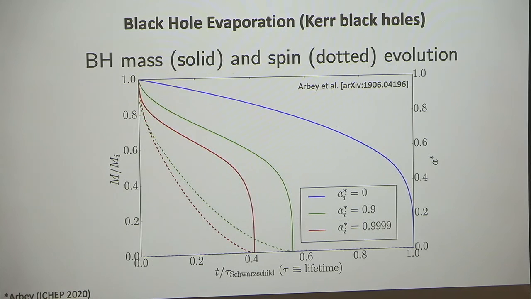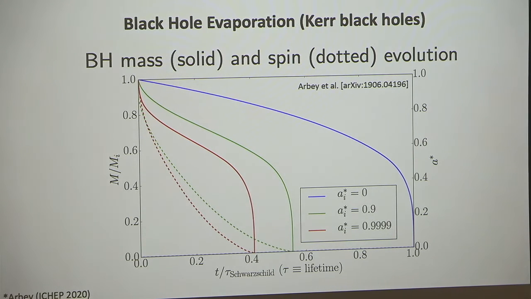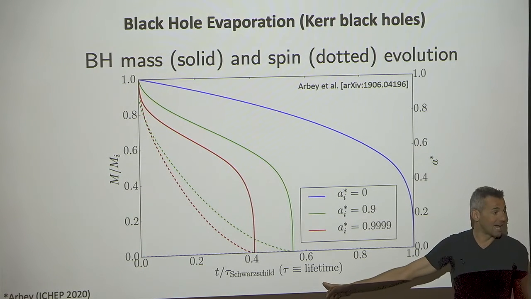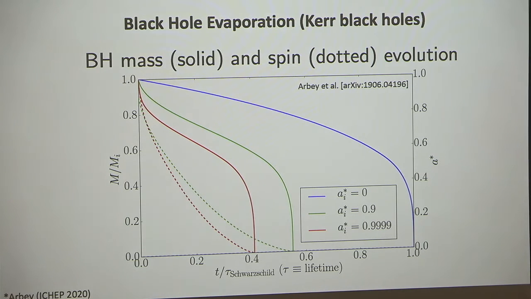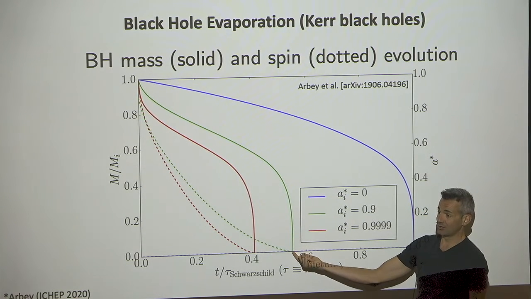Cool. All right. So what does the mass and spin parameter evolution of black holes look like? Again, same three black holes as before. This is Schwarzschild. This is the mass evolution as a function of time in units of the lifetime of the Schwarzschild black hole. So it's basically time to complete evaporation in units of the lifetime of the Schwarzschild black hole at that mass. And as you can see, if you turn on the spin, you actually shed mass faster.